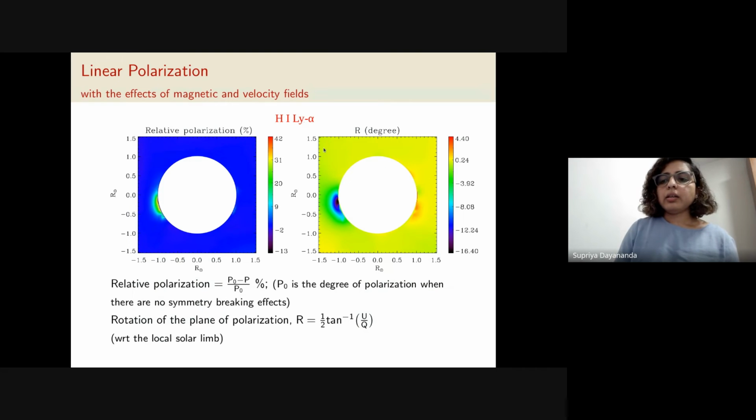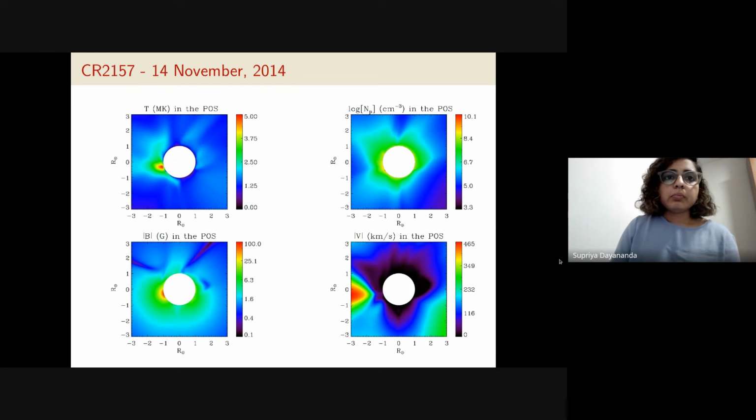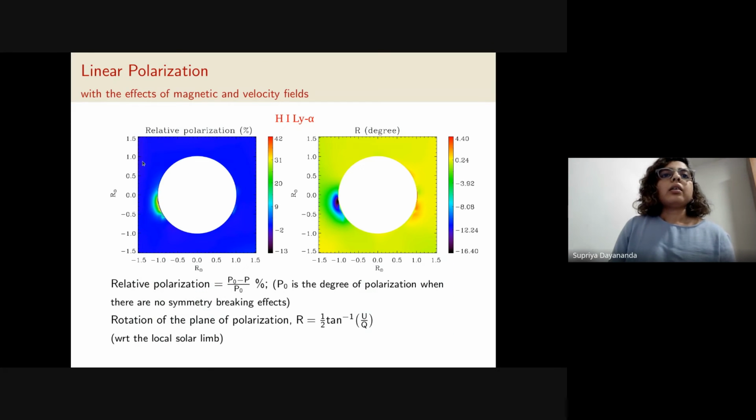And you see that there is significant relative polarization close to the surface here, going up to something like 20%. And this is purely because of the strong magnetic field present in those regions, a clear signature of the Hanle effect in this line. This particular signal, and correspondingly the rotation of the plane of polarization, appears in those regions.